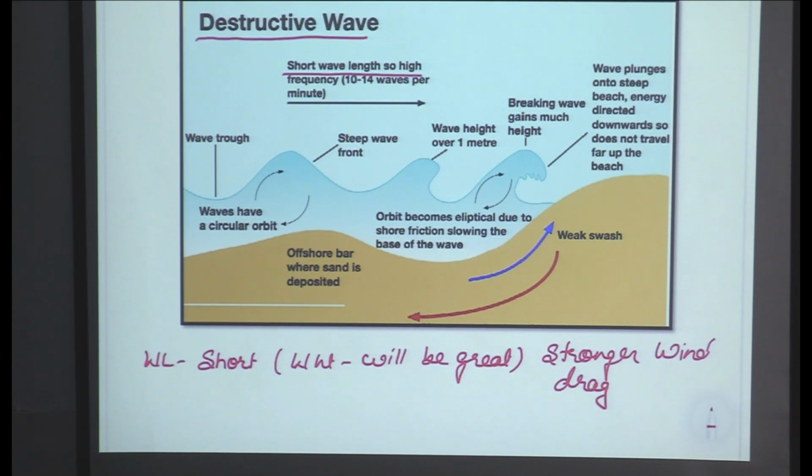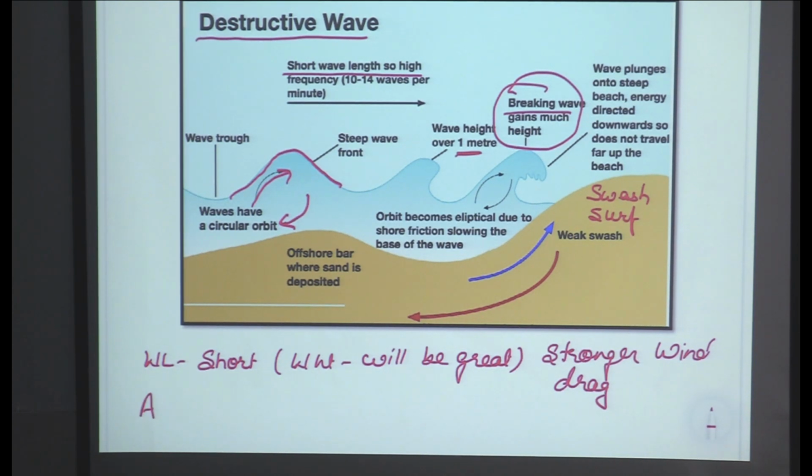Destructive waves have got a steeper wave front, and taller wave height, over 1 meter. Taller wave height will develop stronger breaking waves, and these breaking waves when they plunge onto the steep beach, it is directly surfing. We have used the term swash, or we have used the term surf. So, when there will be a strong surfing because of the higher height that it has attained, by default it will have a stronger abrasional effect.